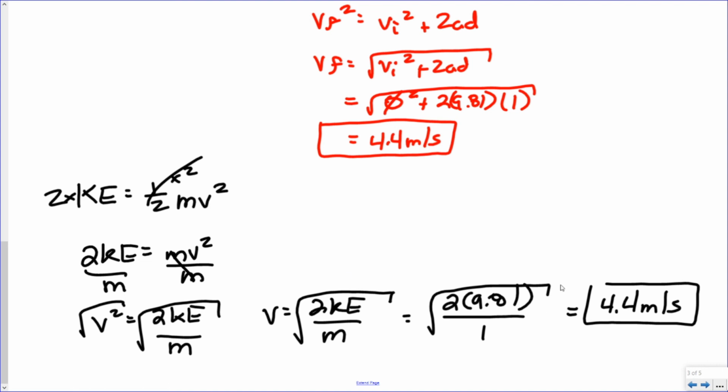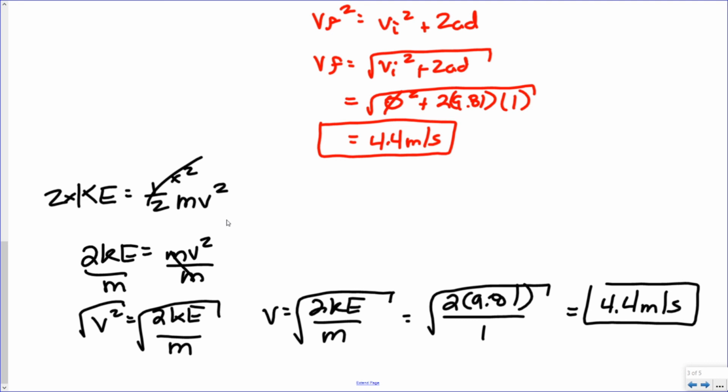Now you might say, Mr. Osberg, why would we ever do this if we already know how to do the kinematic equation? Well, there are going to be some instances where you cannot use the kinematic equations because you don't have enough information. So you would actually have to do this energy calculation.